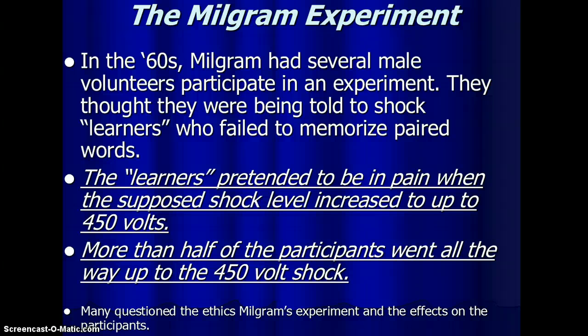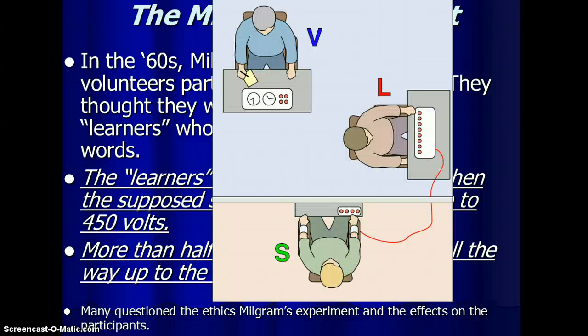I'm almost out of time, but here's a diagram that kind of explains how it works. S is the person in the other room. He's not really hooked up to the shock. But V tells L to shock him. The end.